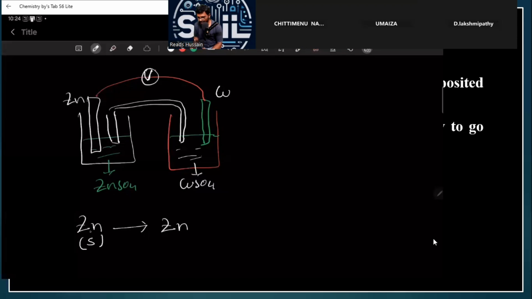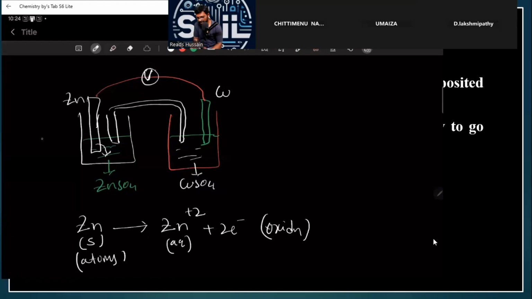A zinc rod consists of a huge number of zinc atoms. The zinc atoms lose electrons and become Zn+2. From here, zinc metal atoms come into the solution in the form of Zn+2. So these are aqueous zinc ions. That means an oxidation reaction is taking place. Where is oxidation taking place? Here at the anode. This is the anode.